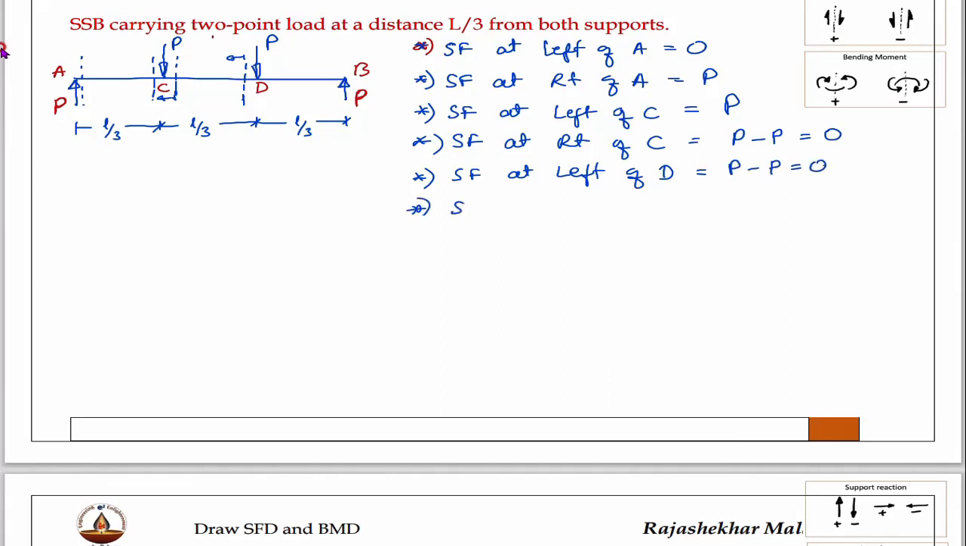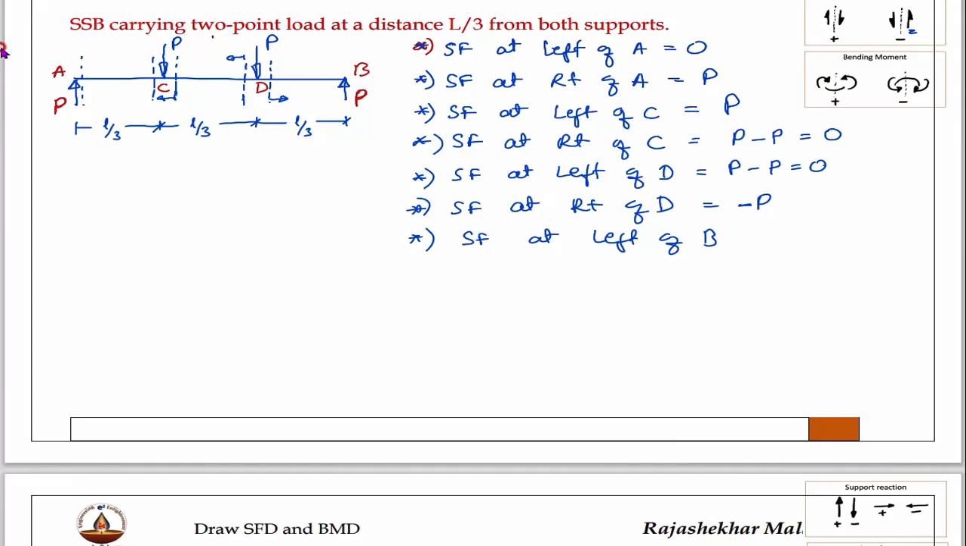Now shear force at right of D. Right of D means this one. This time we'll make observations on the right side. Only one force you are seeing, that is P. But right side upward is negative. Therefore minus P.